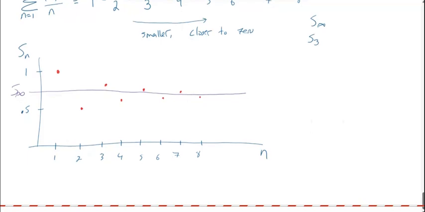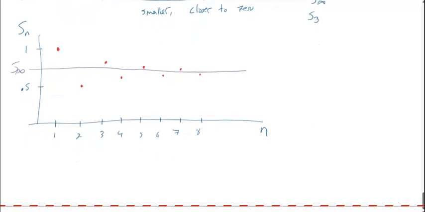Now, my question for you to think about right now is how accurate is S sub 6? What I mean by how accurate is how close is S sub 6, which would be this one, to S sub infinity? Well, what I want you to see is that when I go from S sub 6 to S sub 7, I jump over the value of the infinite sum.